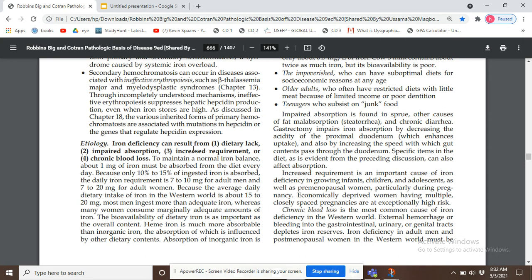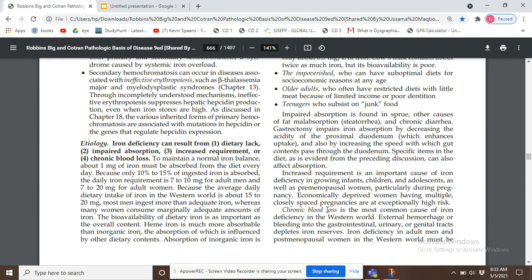There can be increased requirement of iron. Number third point, iron deficiency can be due to increased requirement of iron. Increased requirement is an important cause of iron deficiency in growing infants. Growing infants require a large amount of iron. Children and adolescents, as well as premenopausal women, particularly during pregnancy and lactation, require a large amount of iron. The requirement is enhanced, and that can lead to iron deficiency anemia if this requirement cannot be fulfilled. Economically deprived women having multiple closely spaced pregnancies are at exceptionally high risk.